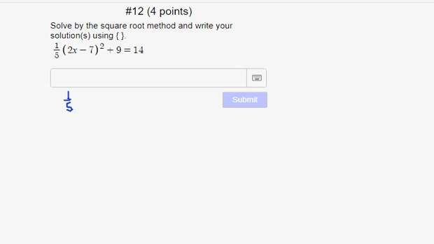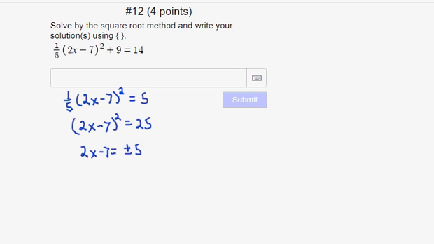So we have 1/5, 2x minus 7 squared equals 5. Now let's multiply both sides by 5, clear that fraction. 2x minus 7 squared equals 25. And now we're ready to take the square root of both sides since we have our squared portion isolated. 2x minus 7 equals positive and negative 5.